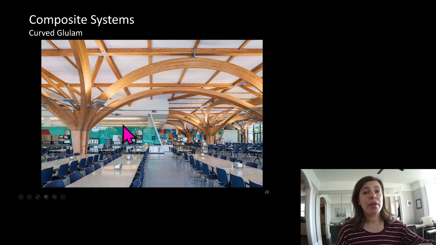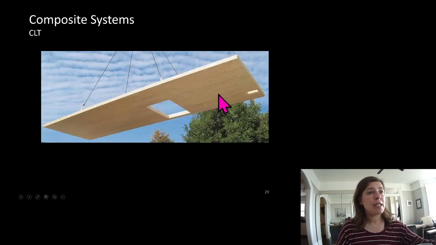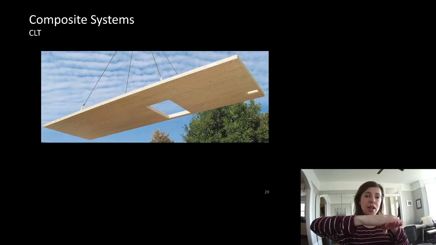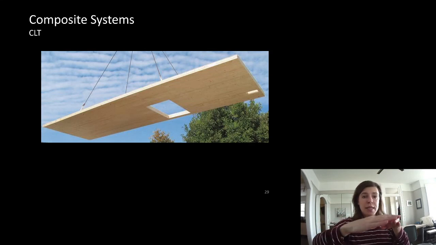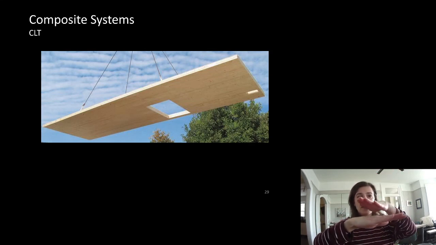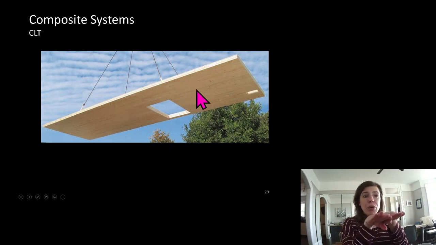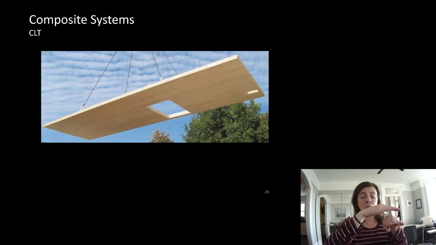These are just other glulam applications here. CLT, again, we take a series of boards in this direction and then glue on a series of boards in this direction and then glue on a series of pieces of wood in that direction. Again, that glue joint in between them. Many plants don't even glue the pieces of wood butting up against each other. They only glue in between the planes of the lumber.